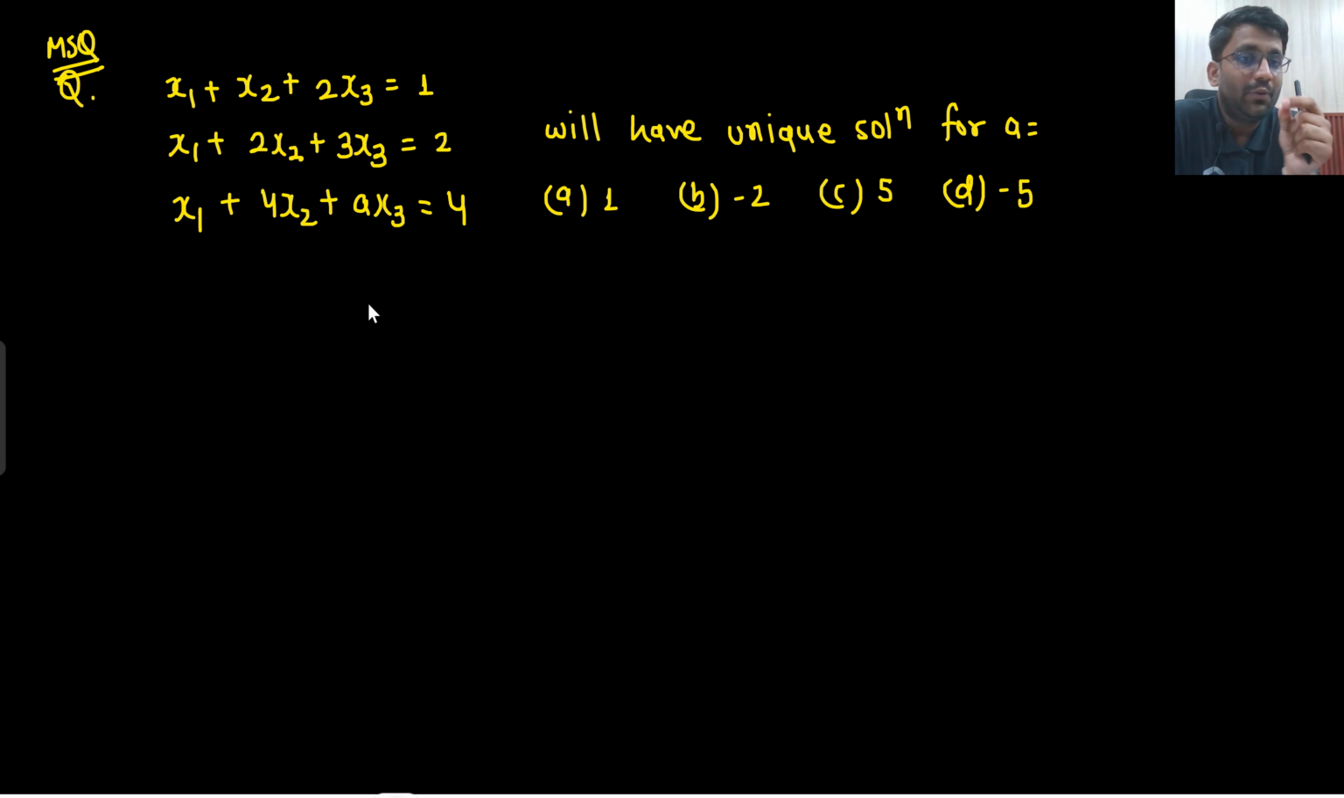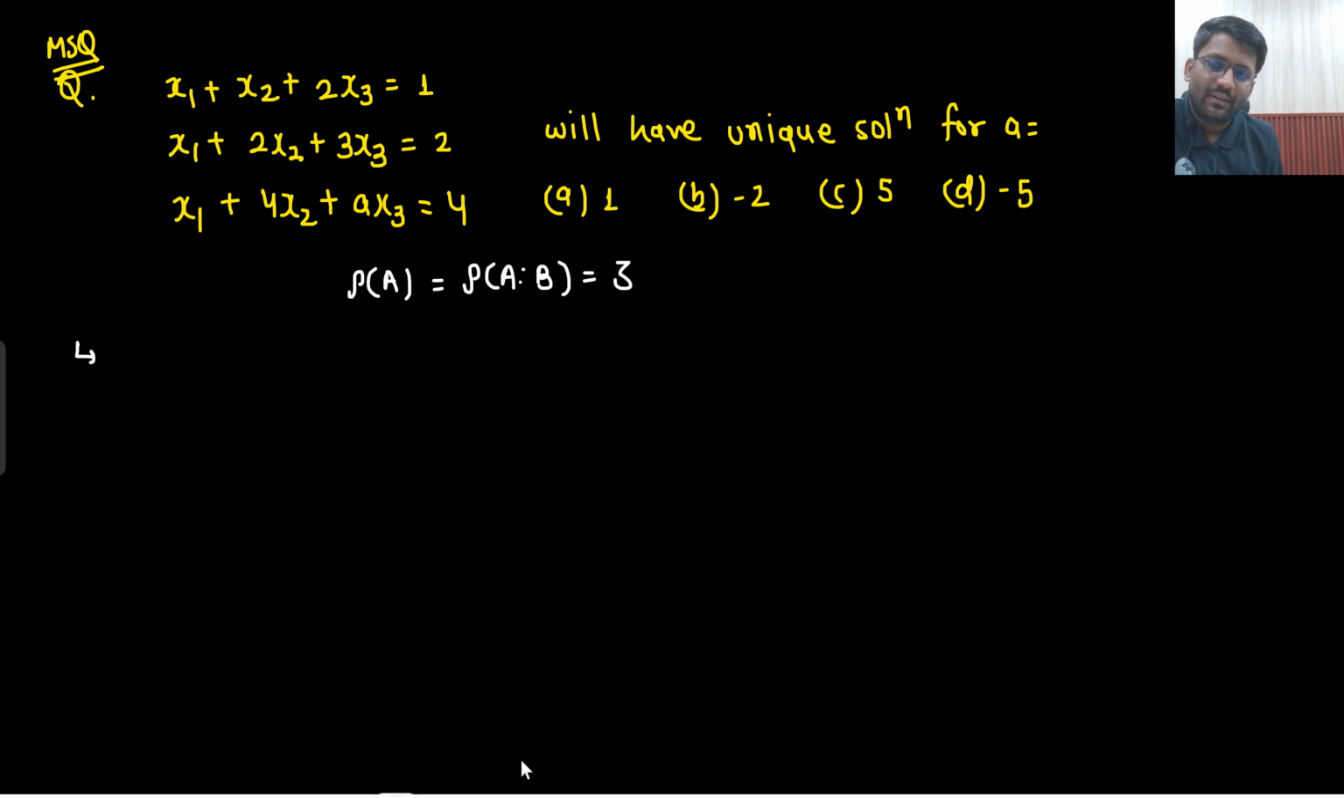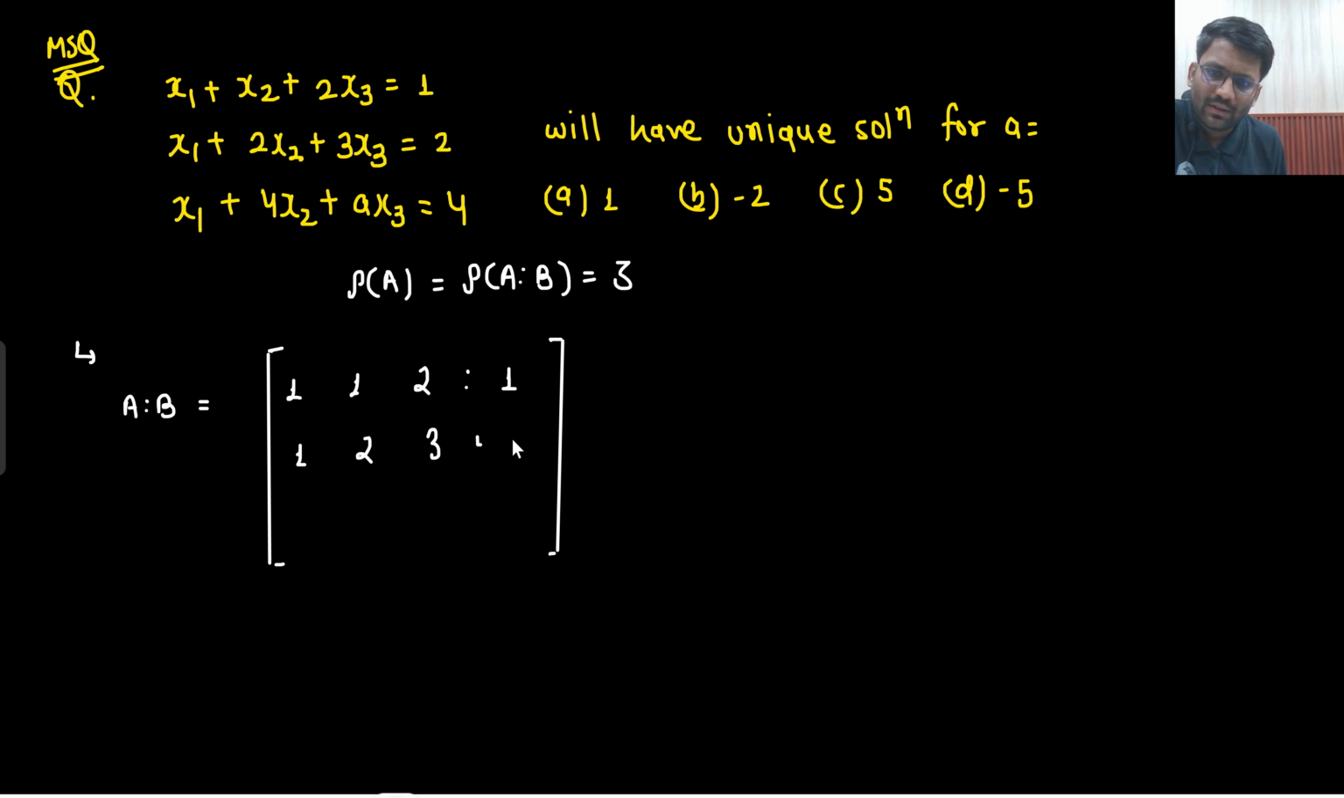X1, X2, X3 will have a unique solution. What is the condition of unique solution? Unique solution says that rank of A should be equal to rank of A augmented B, and that should be equal to the number of variables, which is 3. So A augmented B we are writing down. You need to find out the value of A. 1, 1, 2, 1, 1, 2, 3, 2, 1, 4, A, 4.